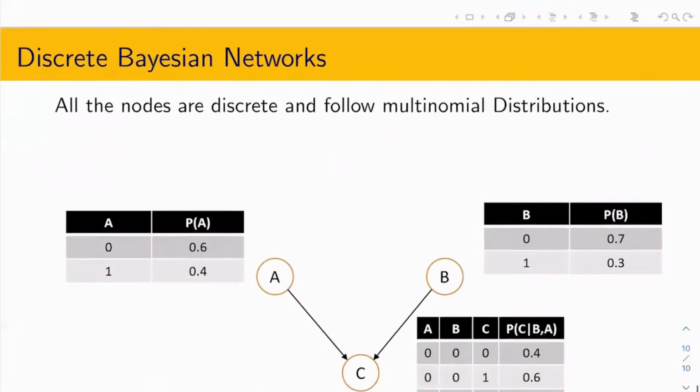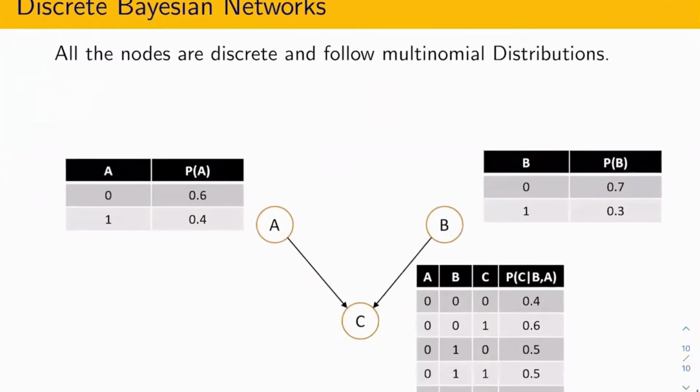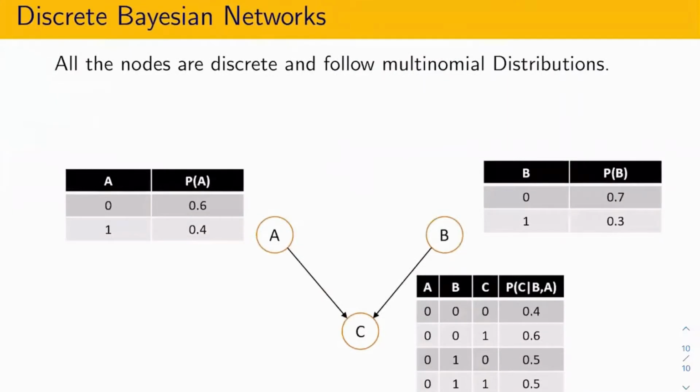Now, discrete Bayesian network. What is it? This is easier to understand. The nodes are discrete and they follow a multinomial distribution. All right, so look at this network that I have here. Again, it's a directed graph, and now all the parameters are discrete.